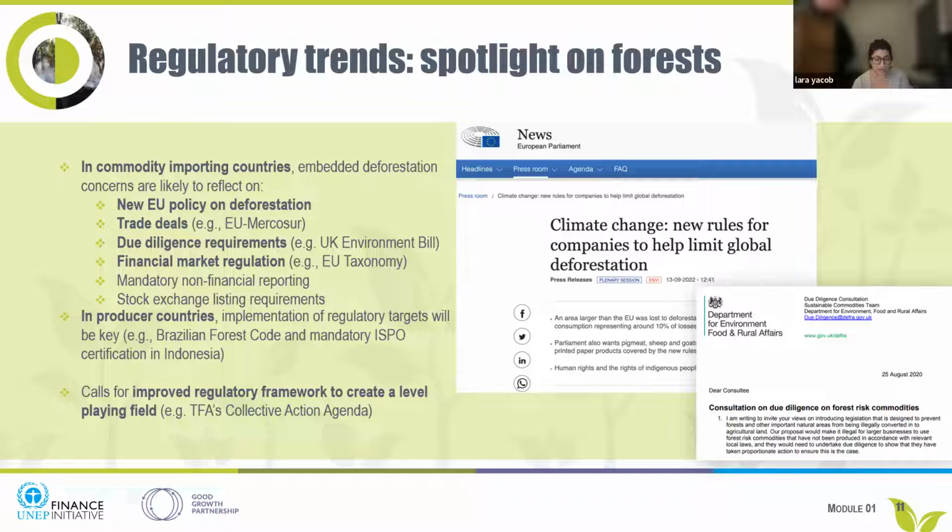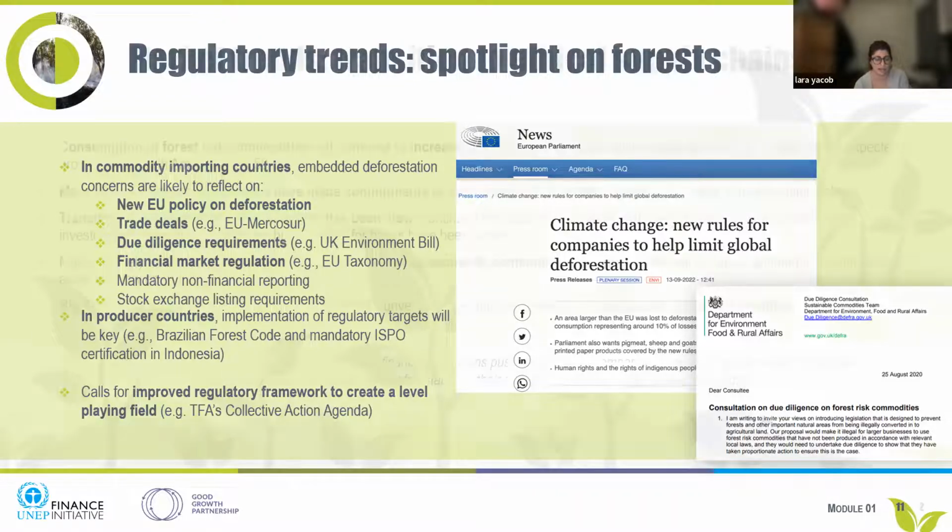But we're beginning to see more and more movement in the regulatory sense that integrates deforestation risk consideration. So for example, the new EU policy on deforestation, trade deals such as the EU-Mercosur agreement, due diligence requirements. This really puts the spotlight on forests with greater requirements by importing countries and policy implementation in the producing countries.